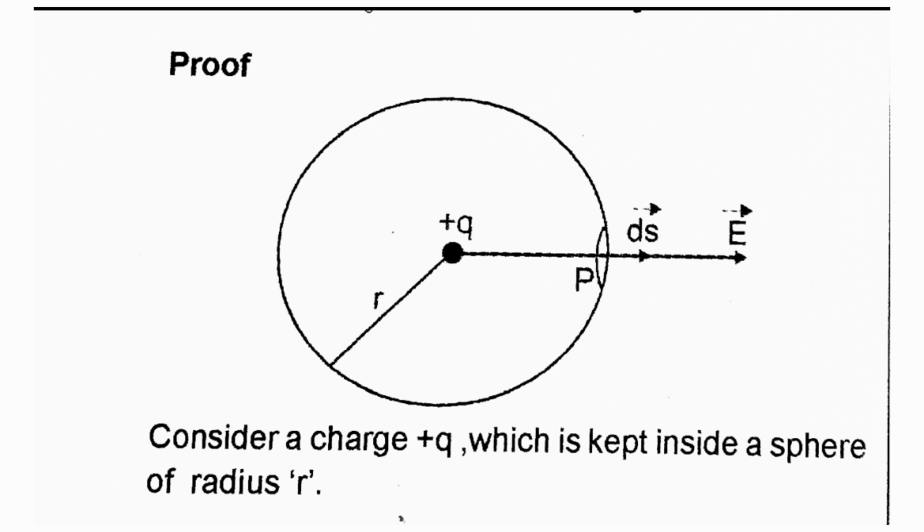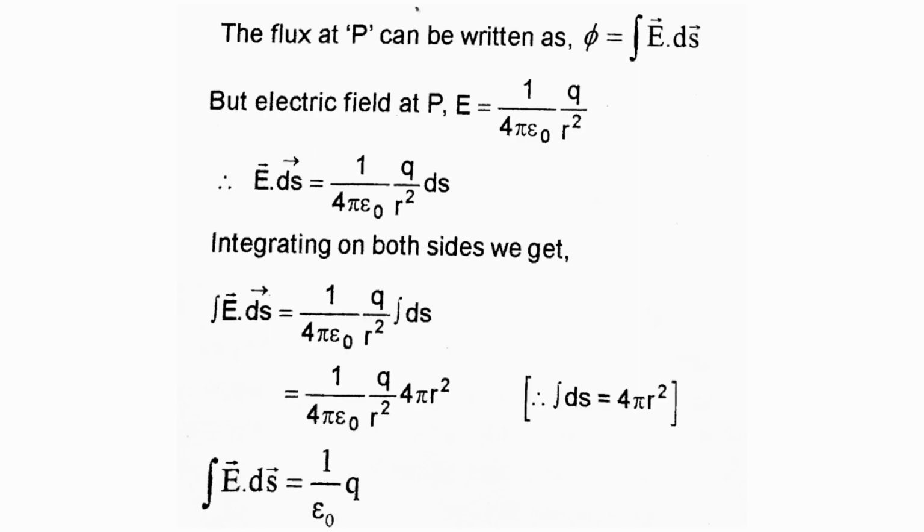Now we have to prove Gauss's law. For that we are considering a charge plus q, which is kept inside a sphere of radius small r. Here we can see the direction of ds and E. P is a point on the sphere, and here we have to find the electric flux at P. For that, how can we find electric flux? What is the equation? Yes, phi is equal to integral E ds.